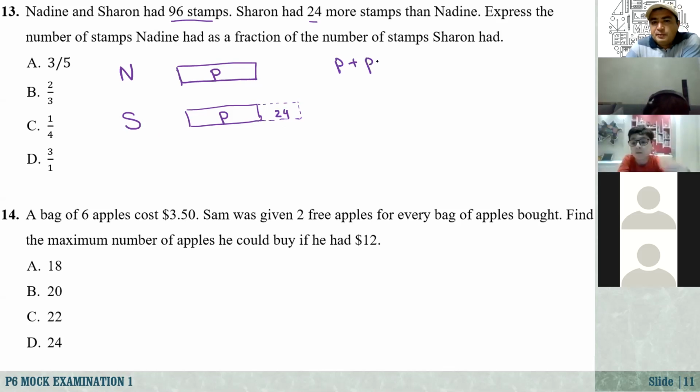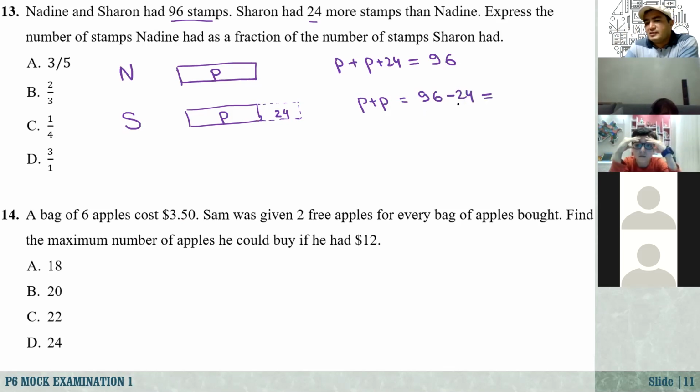Sharon has P plus 24 stems. So altogether, they have 96 stems. And once again, we know that if 8 plus 3 is equal to 11, I can write 8 as 11 minus 3. So here I just keep P plus P, that's 2 units on the left, take 24 to the right-hand side. That is minus 24, which is equal to 96 minus 24.